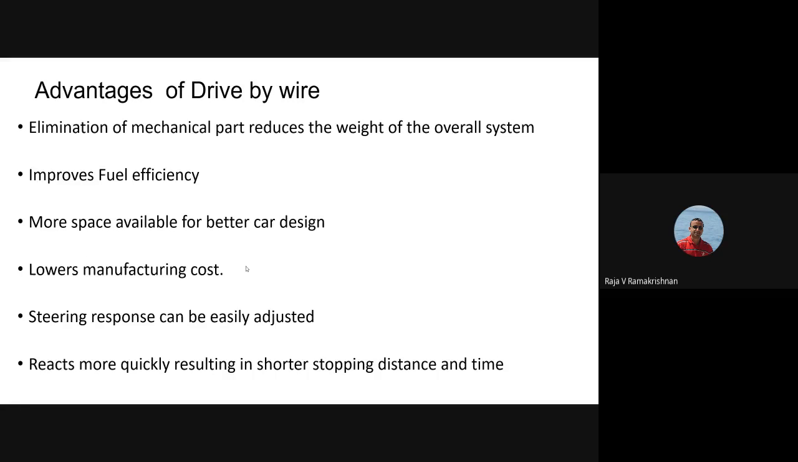Now, the advantages of drive-by-wire: elimination of mechanical parts reduces the weight of the overall system, thereby improving fuel efficiency, miles per gallon. There is more space available for better car design, and it lowers the manufacturing cost. Steering response can be easily adjusted and reacts more quickly, resulting in shorter stopping distance because the controller takes care of it when you get into an emergency. So the driver is not in the loop, the driver is cut off, and the system can act much faster than the driver can act.